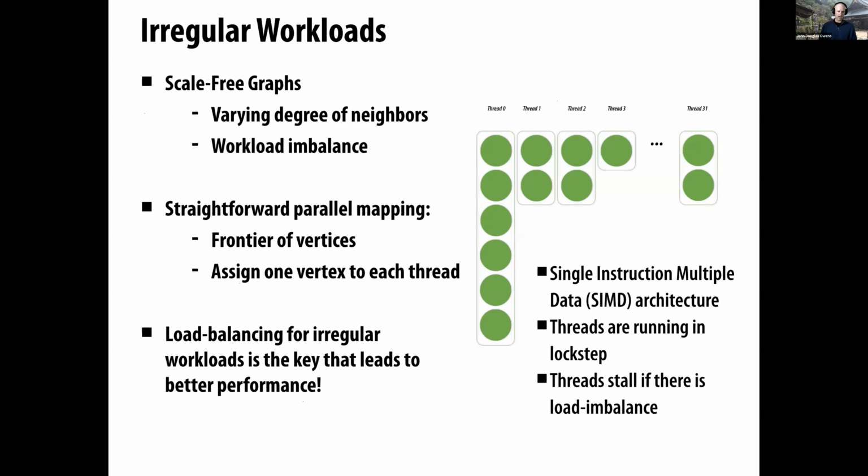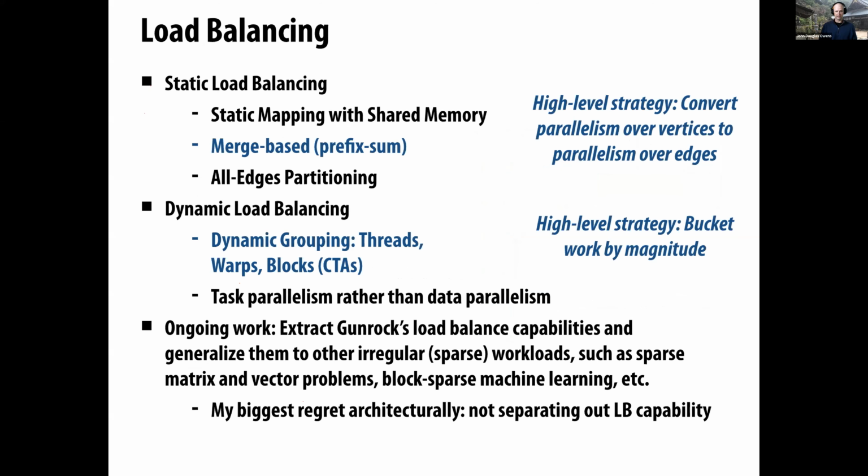And so we have to go to a fair amount of effort underneath the hood of the abstraction to be able to balance these so we can keep our hardware busy. We spent a lot of effort on this. We've published a fair amount in the academic literature as well. So a couple of ways that I'd like to point out that we look at this. One is a static method based on prefix sums, where you basically convert parallelism over the vertices, which is really irregular, to parallelism over edges, which is much more regular.